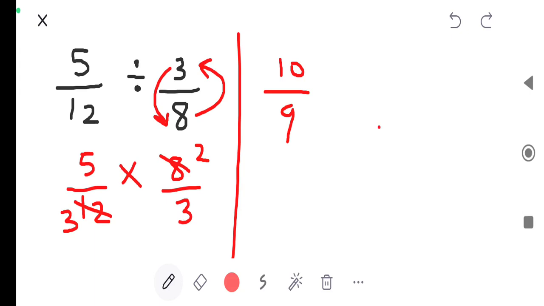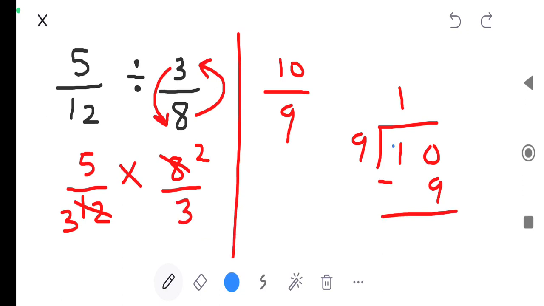Draw the division symbol. Inside you write 10, then you put 9 here. How many times can 9 go into 10? It will go once. You write 1 at the top. 9 times 1 is 9. When you subtract 0 minus 9, not possible.